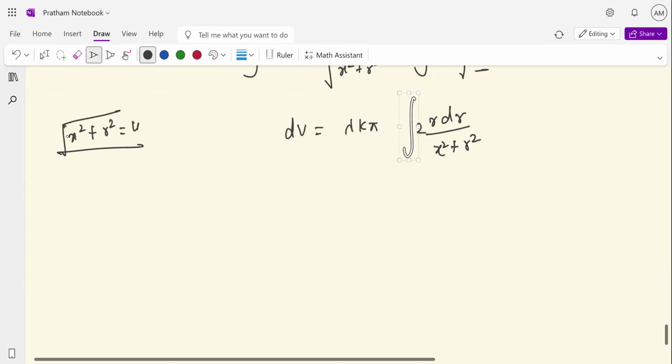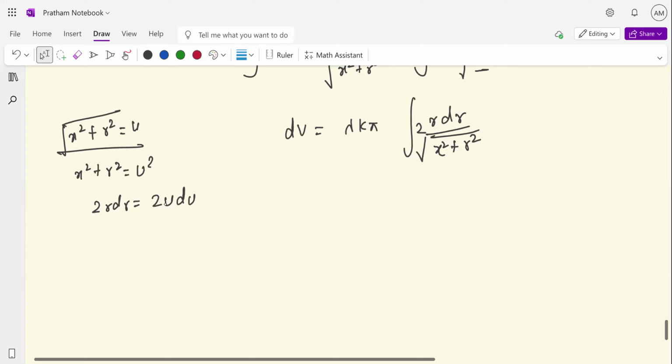Can I do squaring on both sides? Yes. Square, not root. If I do this, it will become x square plus r square equals u square. Again, differentiate with respect to whatever you want. So you'll be getting something like 2r dr equals 2u du. Is that clear?